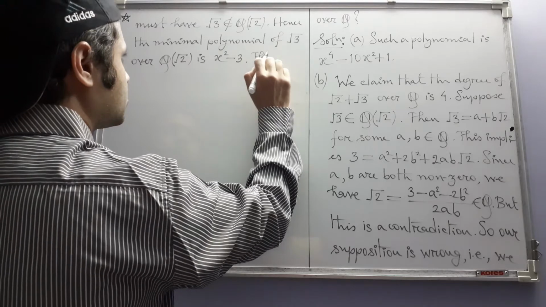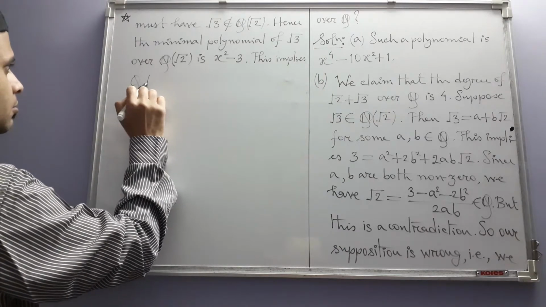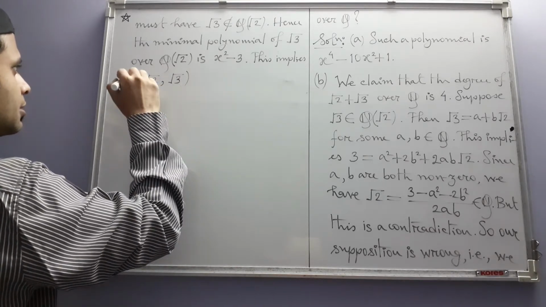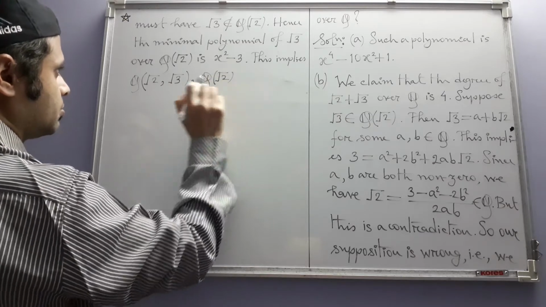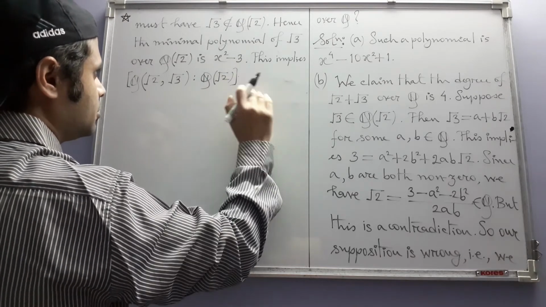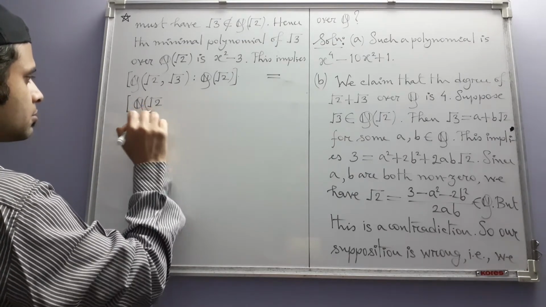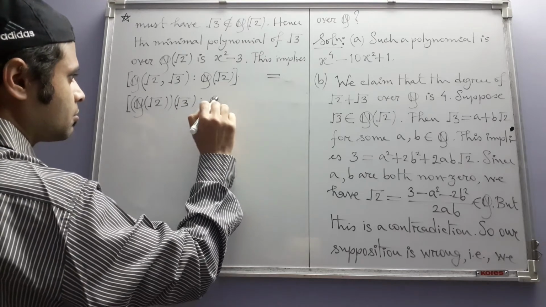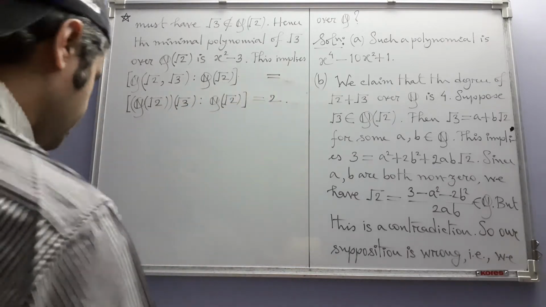So this implies that the degree of this extension over Q(√2), which is equal to, need more space, this is equal to 2. Okay.